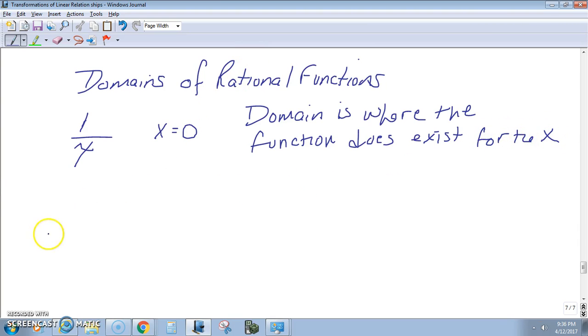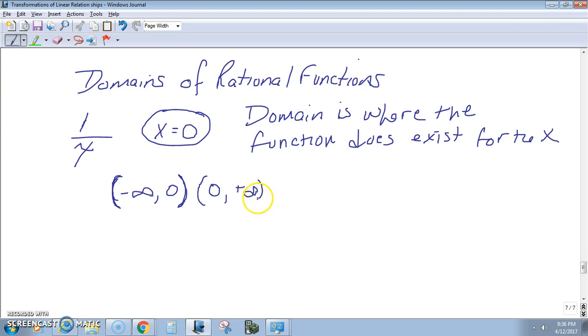Okay, so how do I write this? If x equals 0 is where it doesn't exist, then where it does exist is from negative infinity to 0, but not including. I know we've talked about this, not including, that's why these are curved. If it was including, it would be square brackets. And then, and this is why we have to have 2 because it doesn't include 0, and then 0 to positive infinity. And this is called interval notation.